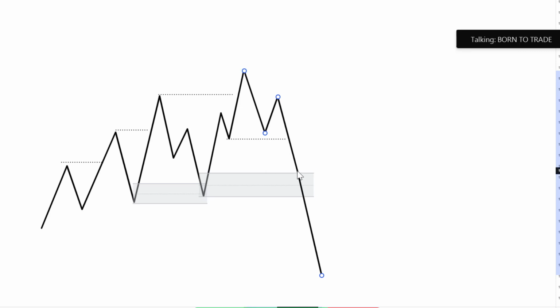Now price shifted in structure, breaking below this level right here. So when you see that, this is when your bias will change. You start looking for your short opportunities. That's when you start looking to trade from a supply level, right?